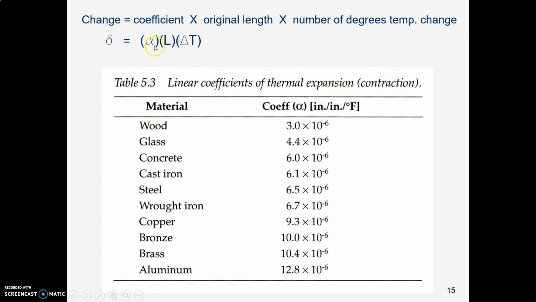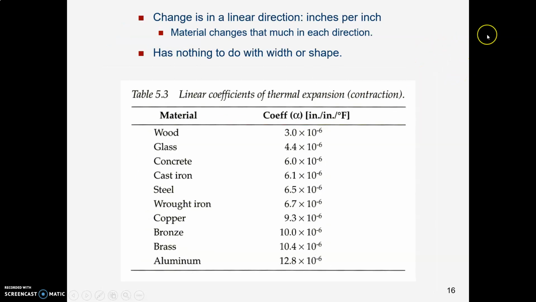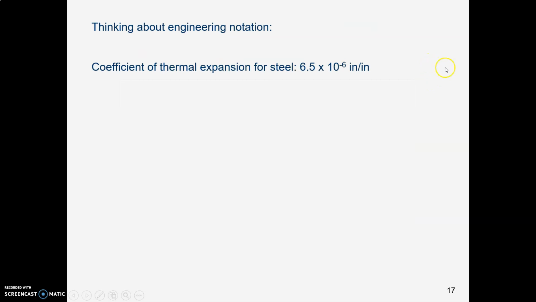So here's our thermal expansion and contraction formula. And this expansion or contraction happens in a linear direction. It's inches per inch. So a little short direction will only expand a little bit. A big old long length will expand more because it's inches per inch. And it doesn't matter how wide or what shape it is. It's just inches per inch.